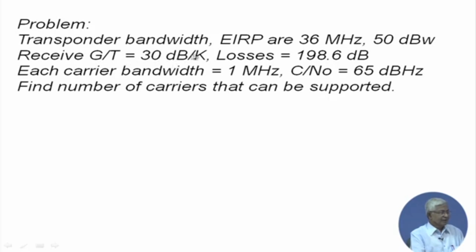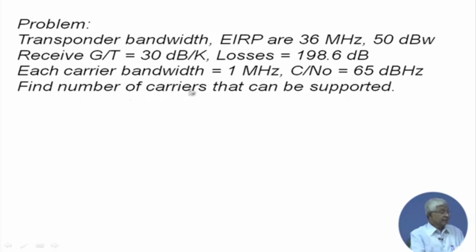Obviously, you can have individual EIRP much less, but we have increased the bandwidth to 1 megahertz instead of 10 kilohertz, and C by N is 65 dB hertz. No, it is not total, that is the individual requirement, because it is 1 megahertz, because C contains the bit rate. So, 65 dB hertz is for each carrier bandwidth, each carrier C by N.